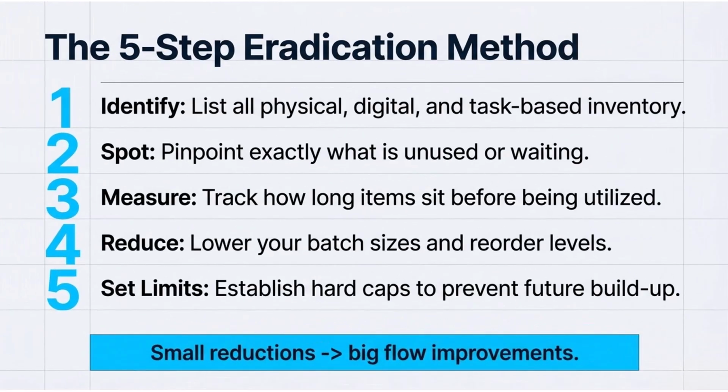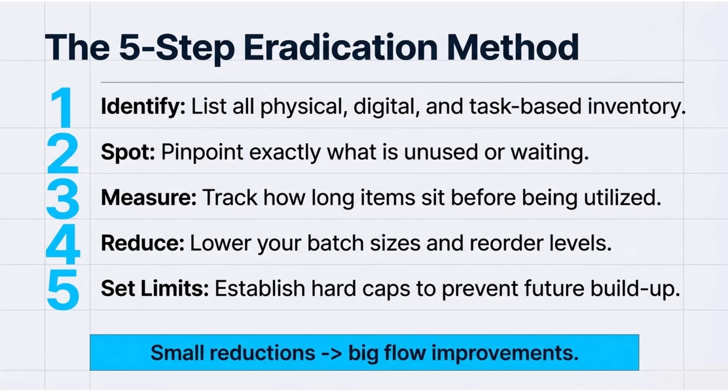So here's the 5-stop eradication method, and you'll see this a lot when I talk about my bottle buster methods. I like to have a very easy way that you can start thinking about various types of waste. So step 1 is all about identify. List all of your physical stock, your open digital files, your tasks, anything that's causing inventory. Think about this in a way that everything that's sitting in your business waiting to be used or completed is the inventory.